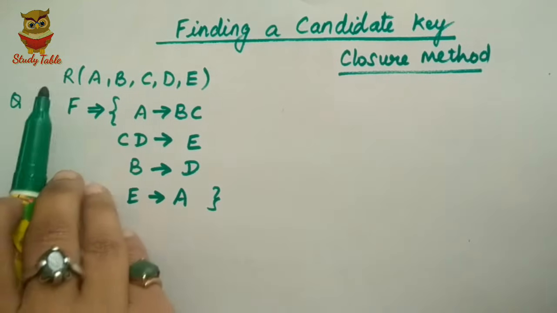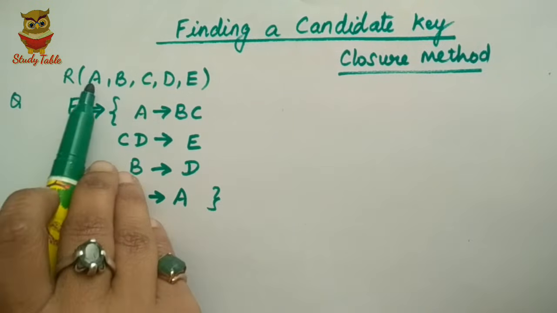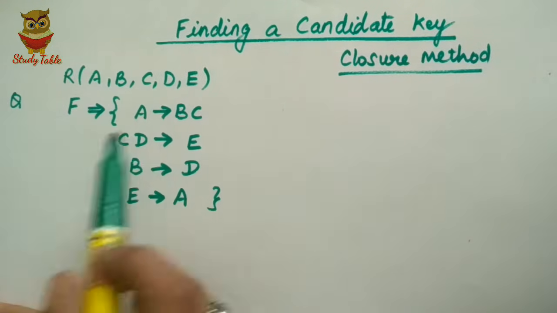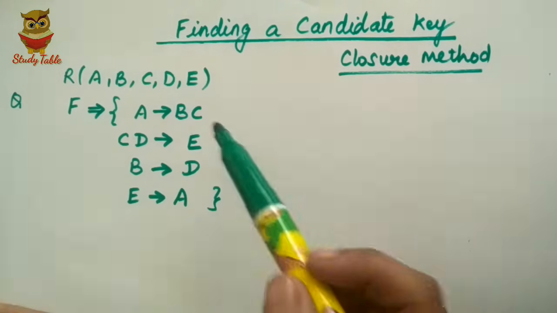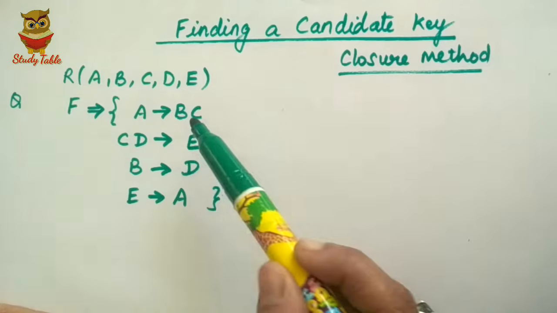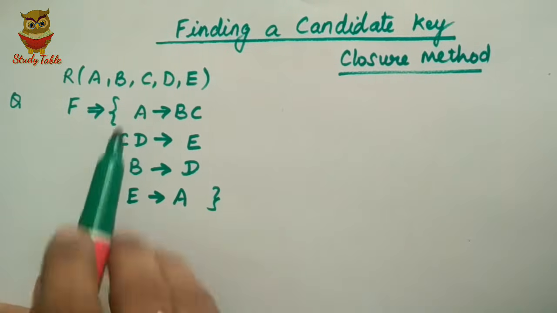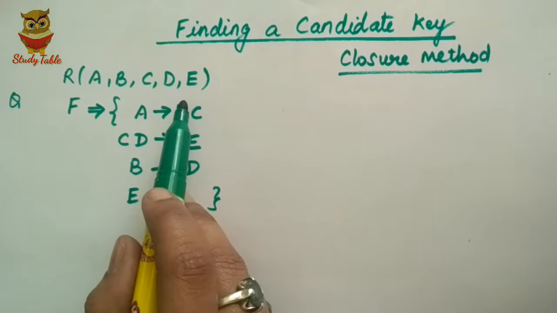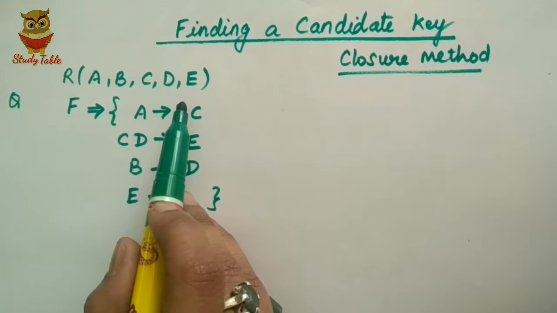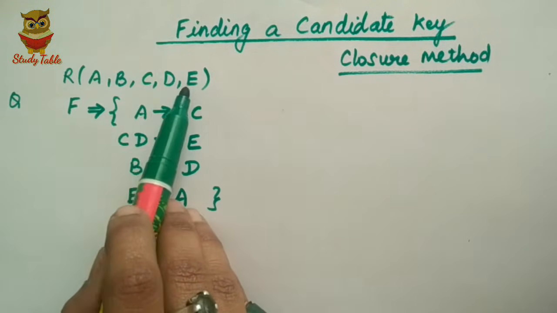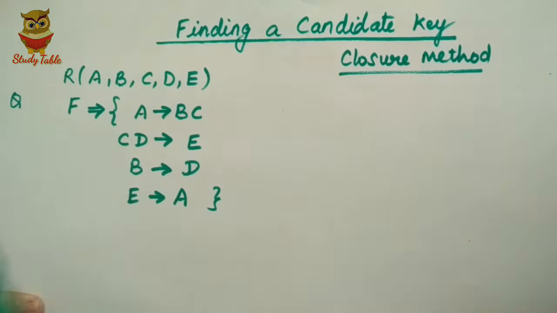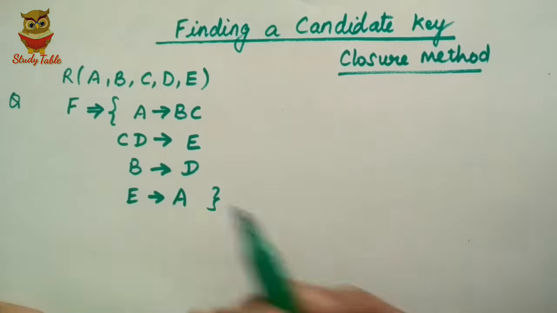Let us see an example. There is a relation R with 5 attributes A, B, C, D, E, and these are the functional dependencies. F denotes the functional dependencies. There are 4 FDs: 1, 2, 3, 4. Here I am taking an example with the attributes A, B, C, D, E. Otherwise it could be the roll number, student name, marks, address, telephone number, etc. We are taking the attributes in general.